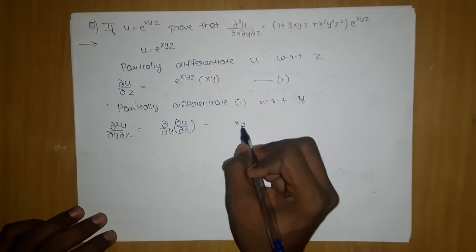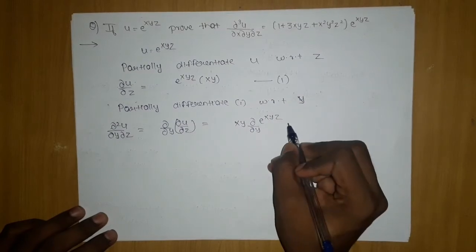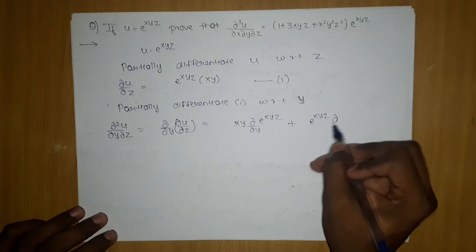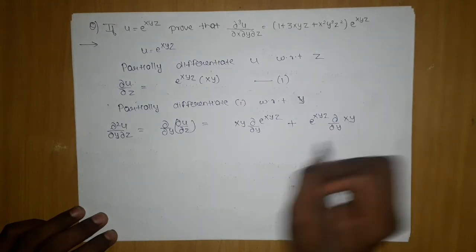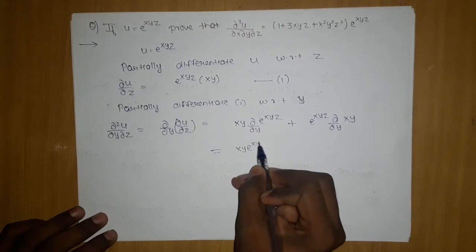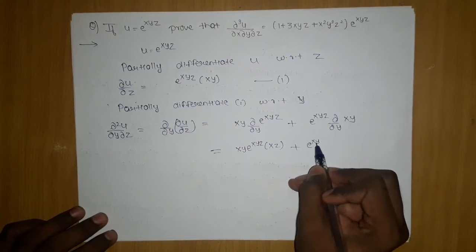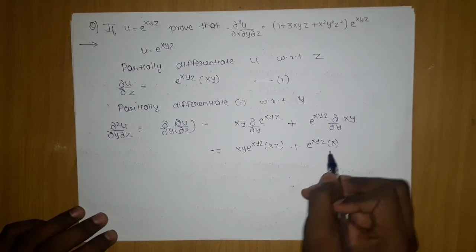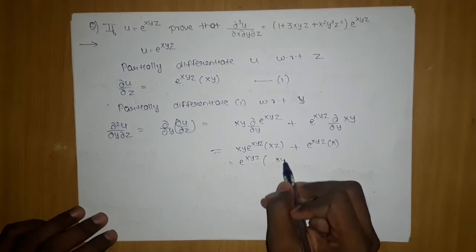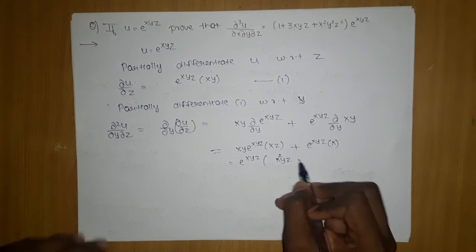First, xy will be left here, it will be ∂/∂y of e^(xyz), then plus e^(xyz) here, and ∂/∂y of xy will be partially differentiated. Here we are left with e^(xyz) into xz. Here we are left with e^(xyz) into x. We can take e^(xyz) common, giving us finally xy into x²yz plus x.